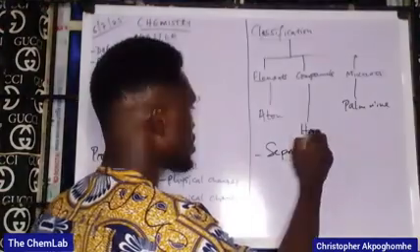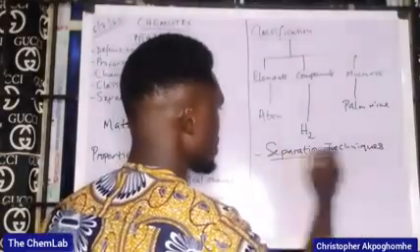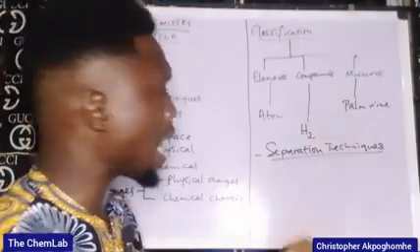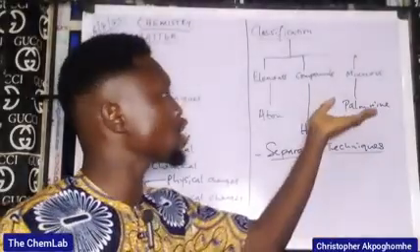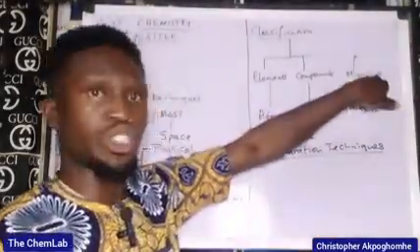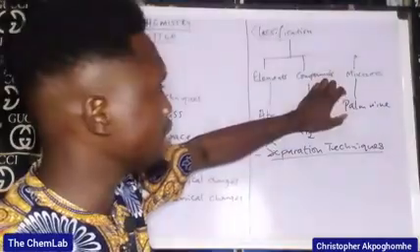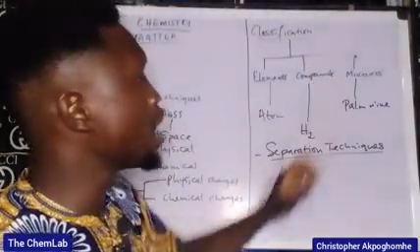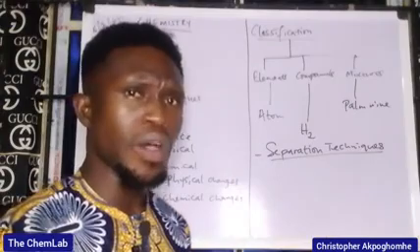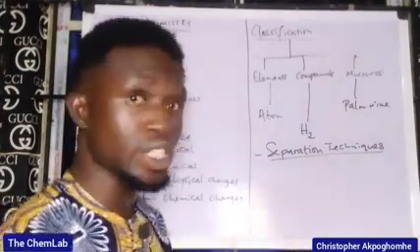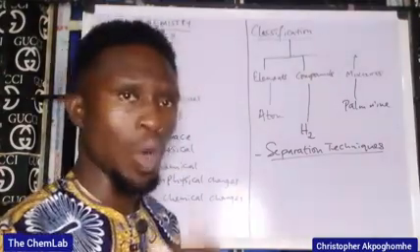Separation techniques. Now, separation techniques are the various methods that we employ in order to separate the various components or constituents of a mixture. So in order to separate the components of palm wine, we apply a separation technique. Now, there are many separation techniques. I'm just going to list some of them. In our next video, I will explain each of them one after the other.